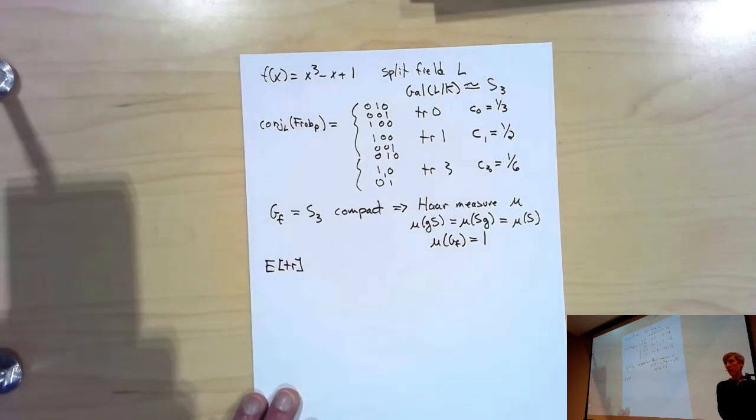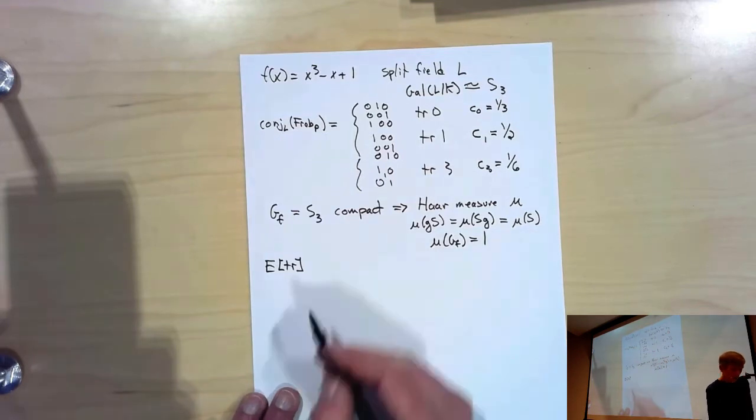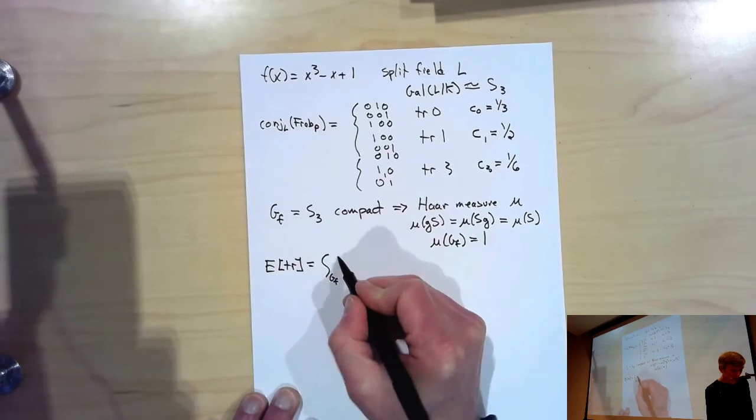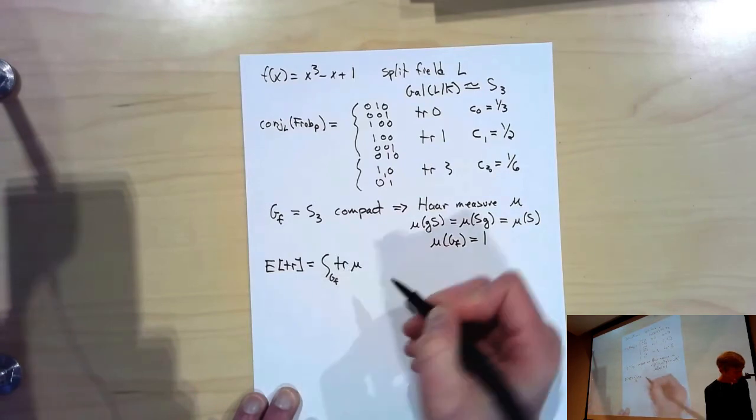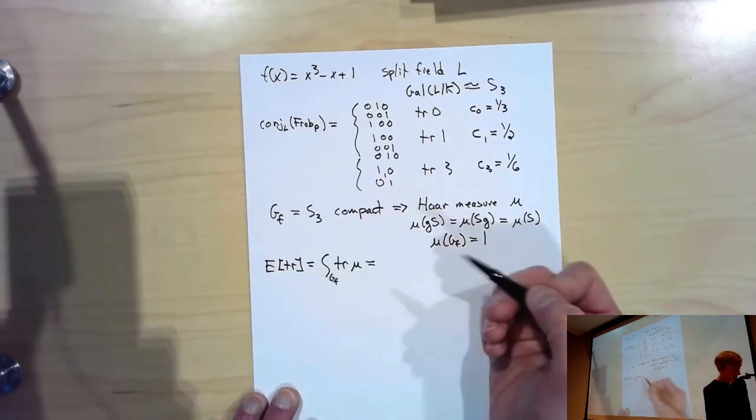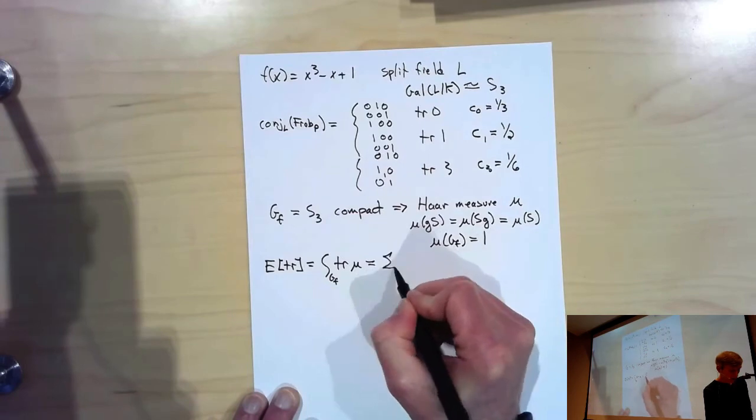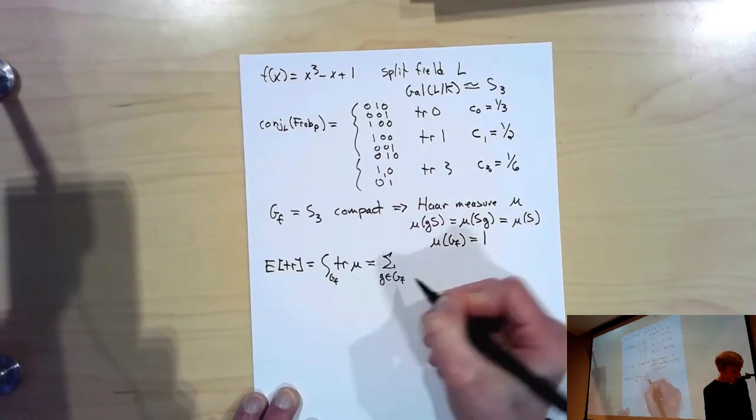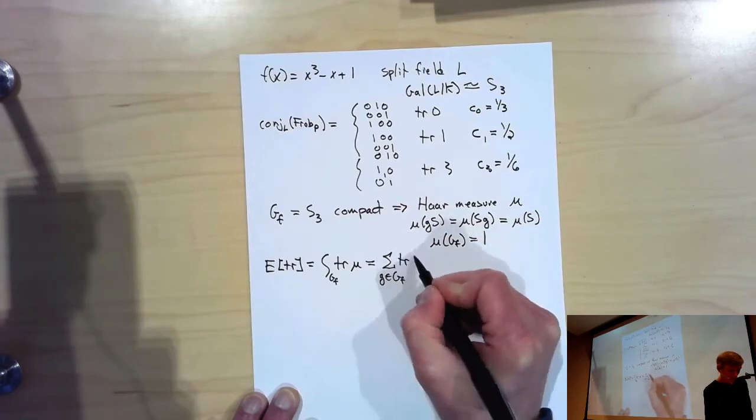On average, what is the average value of NF of P as P tends towards infinity? Well, we can compute that by integrating against the Haar measure. So we're going to integrate over our group. The function we're integrating is the trace, integrating against the measure mu. Now, for finite groups, an integral is just a sum. So we're just summing over the elements in our group.